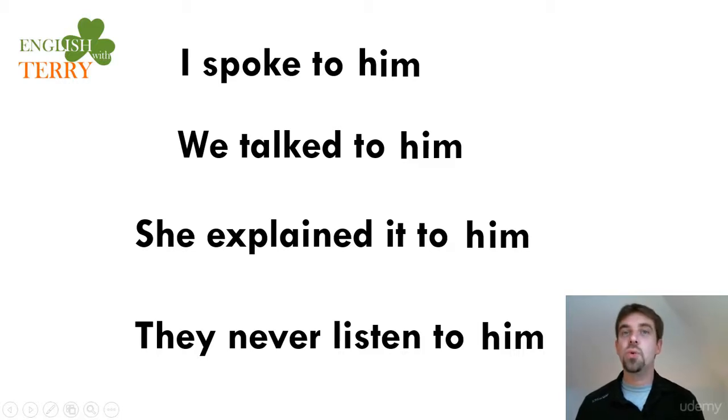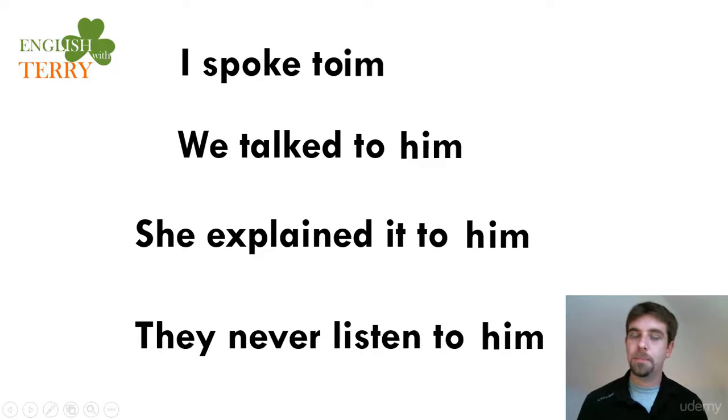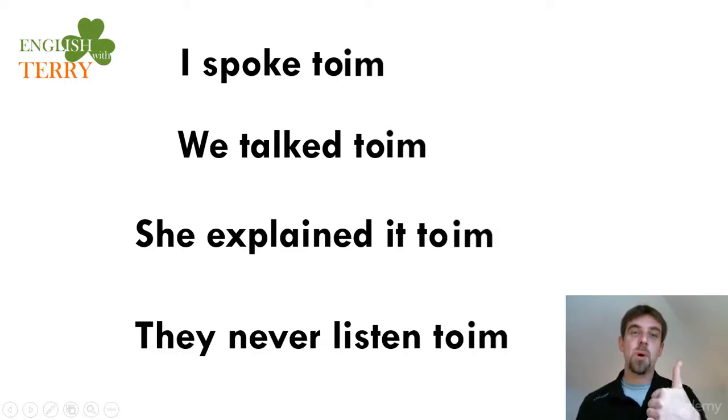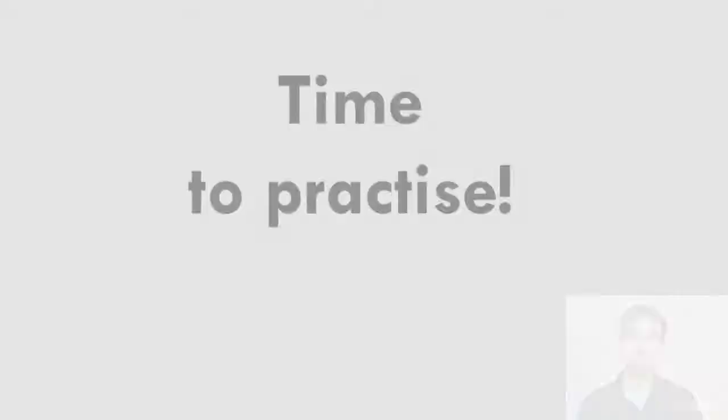So, if we have the word "to" and "him", what will happen? I spoke to him. We talked to him. She explained it to him. They never listened to him. So it's spoke to him, talked to him, explained it to him, listened to him. Got it?